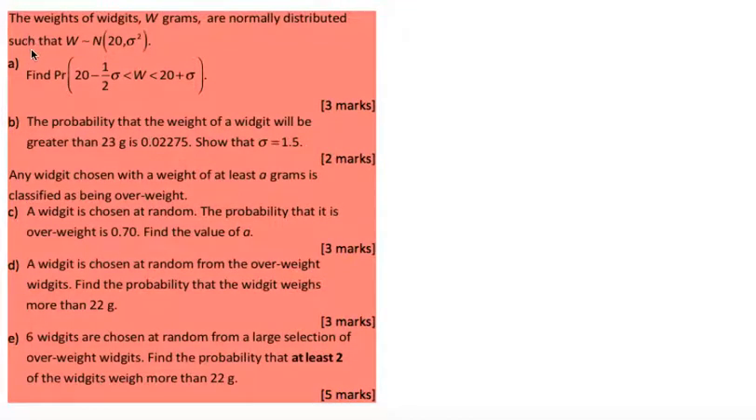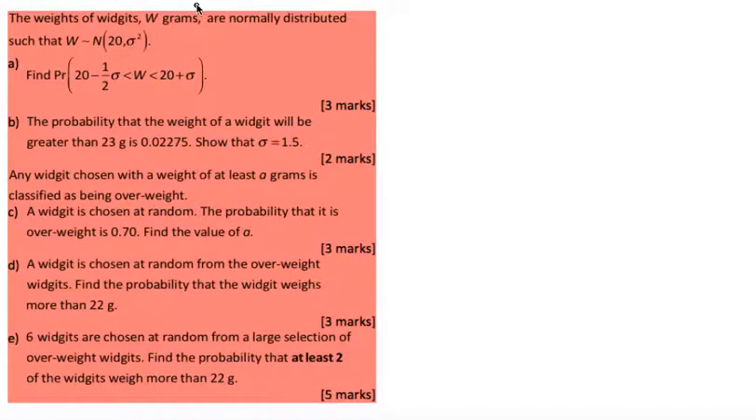Okay, this is a normal distribution question, probability standard level, and we're definitely going to need a graphic calculator to do this. We're only given some information: the widgets have a weight normally distributed with a mean of 20 and the standard deviation isn't given. The first question asks what the probability between 20 minus a half the standard deviation and 20 plus 1 standard deviation away from the mean will be.